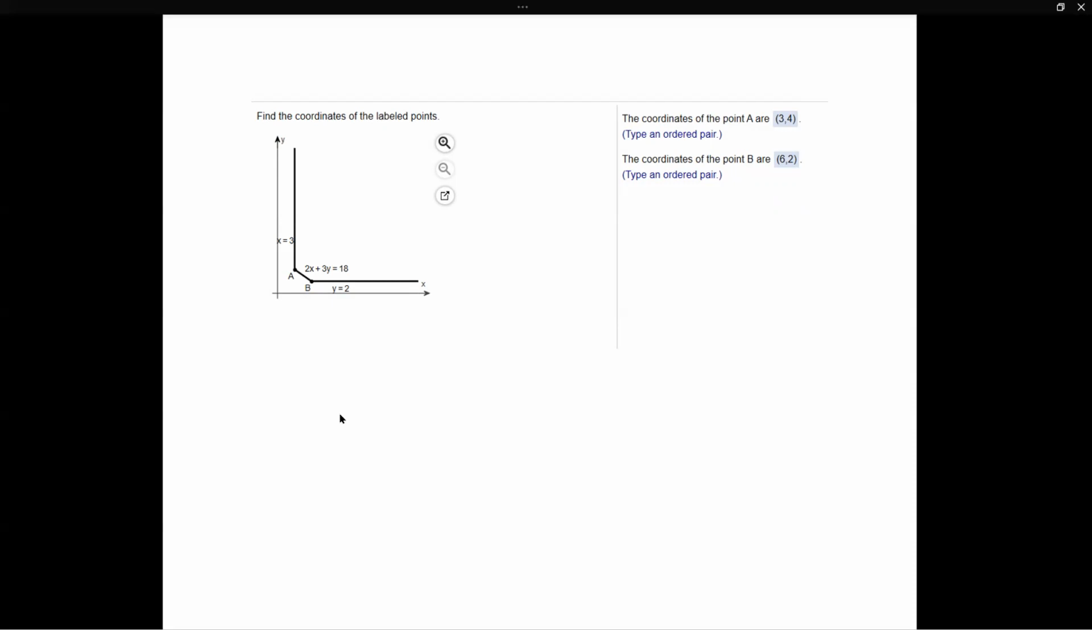So if we use the same idea that if we have an intersection, that's the solution, right? Which means this point, if you use it in these two lines, satisfies these two equations. It works for both of them. So same thing here. This line is x equal 3, and this other line is 2x plus 3y equal 18. So for this point, x is 3, right, from the vertical one.